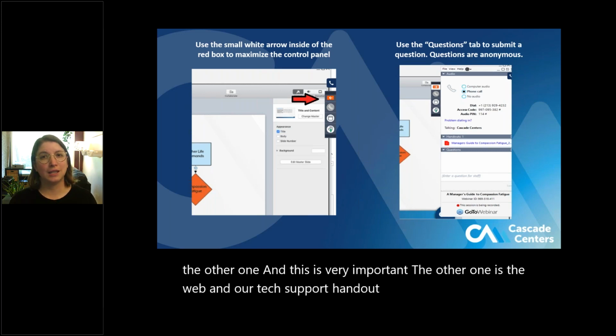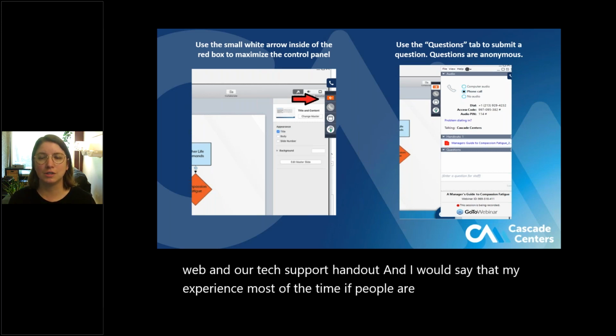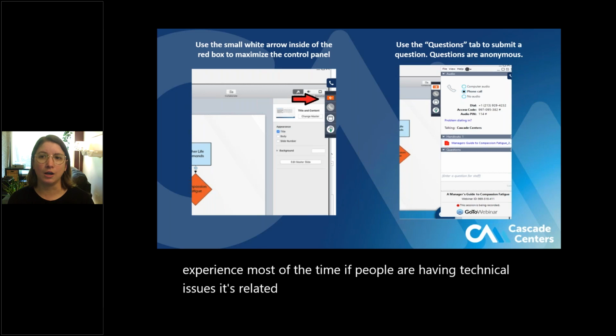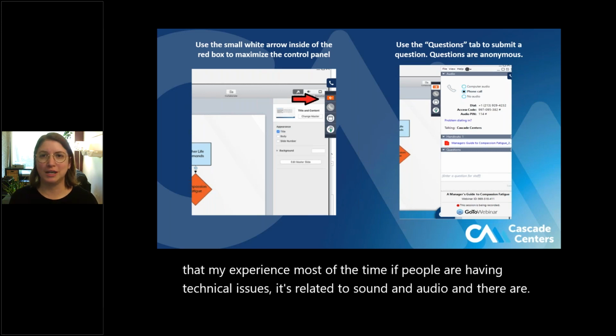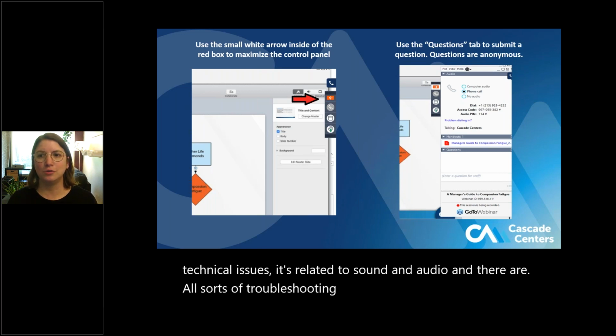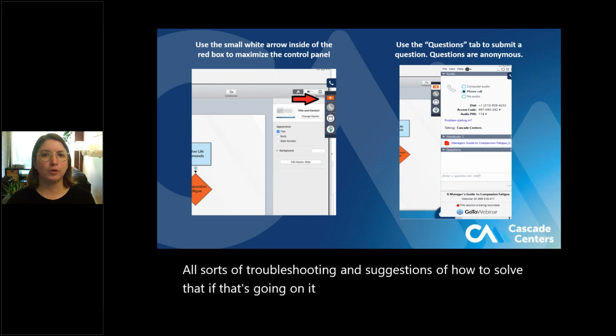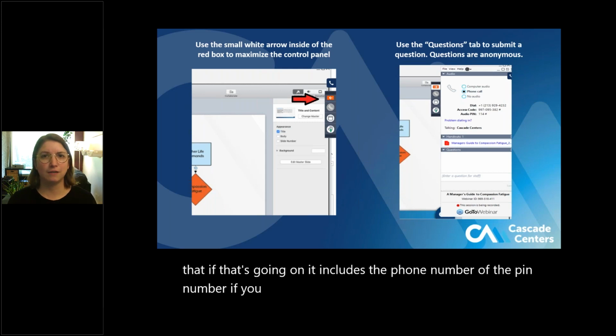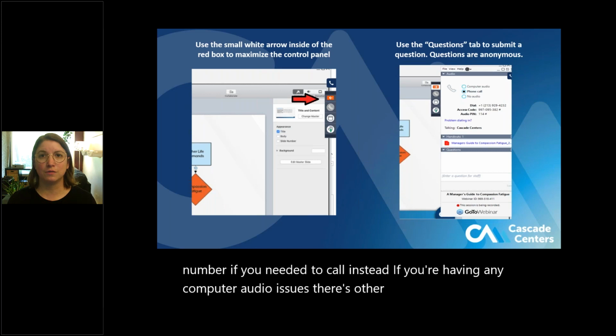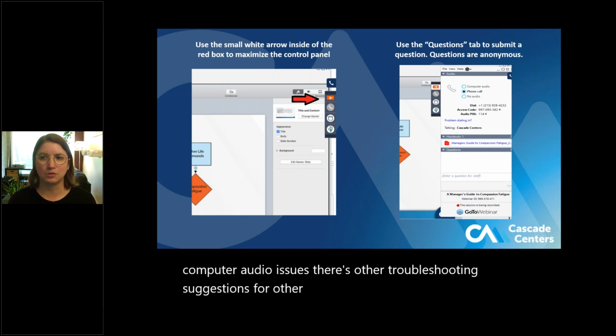And I would say that in my experience, most of the time, if people are having technical issues, it's related to sound and audio. And there are all sorts of troubleshooting suggestions of how to solve that if that's going on. It includes the phone number and the PIN number, if you needed to call in instead, if you're having any computer audio issues. There are other troubleshooting suggestions for other technical issues, and links to extra support.